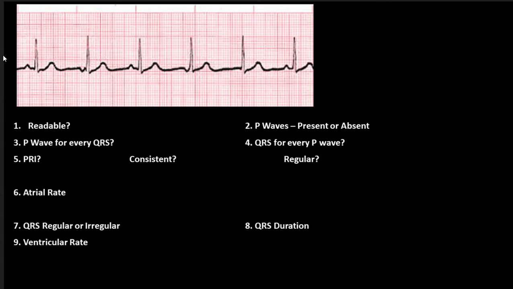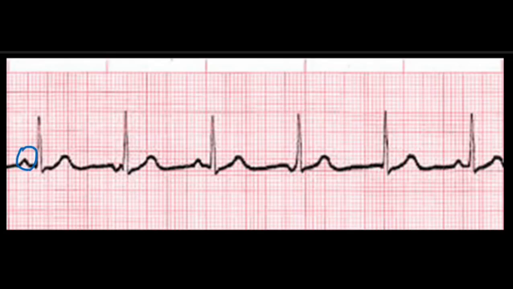Let's take a look first. Is it a readable strip? And our answer here appears to be yes. I can identify all the different waves. P waves, present or absent? Well, this is a P wave. This does look like a P wave, but it looks like it's inverted. This is a P wave.